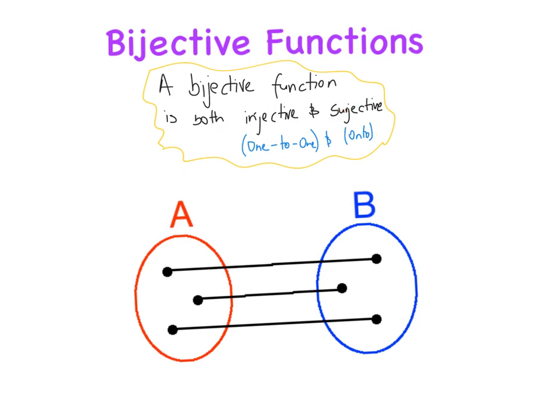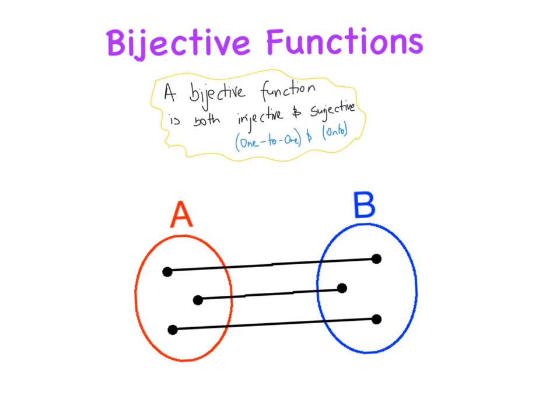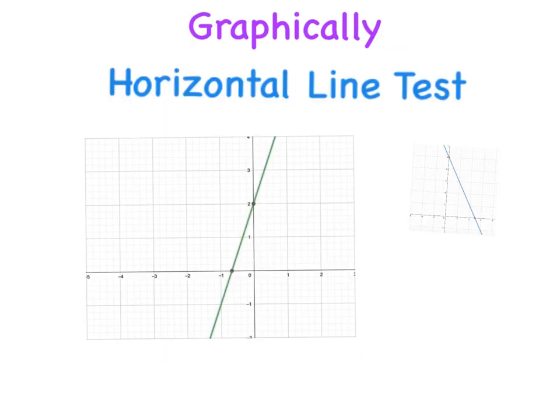Okay, so that's injective, surjective, and bijective functions. They're the definitions and how we explain them. And so just looking at them further, if we want to see graphically whether something is injective or surjective, we can use a horizontal line test.